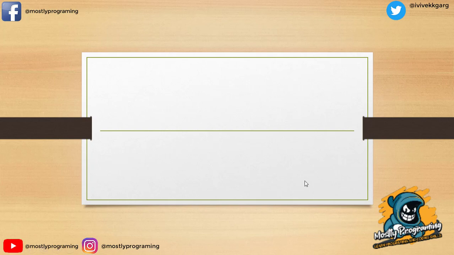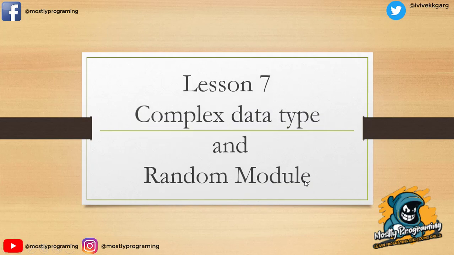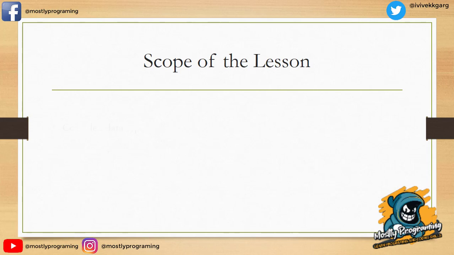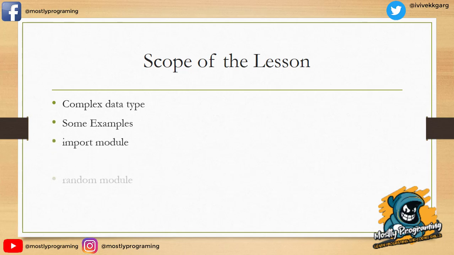In today's lesson, we are going to see the following concept. We are going to see complex data type and the random module. Today's video is going to be a short video, but it's a very useful concept. So the scope of today's lesson is we are going to see what is the complex data type, some examples, import module, random module, and some examples of the random module.